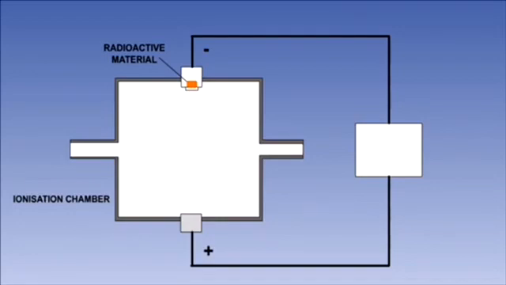To ionize means to remove an electron. When you remove an electron from an atom, you end up with a free electron with a negative charge and an atom missing one electron with a positive charge.